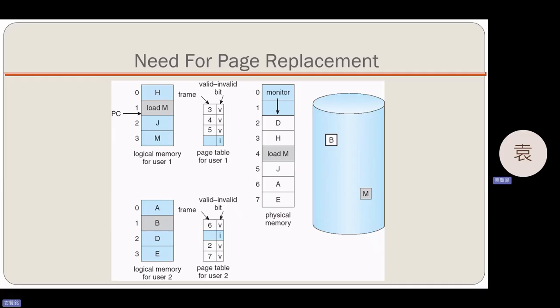So when the first process tries to issue the instruction load M, and M is in logical page 3, we will see that logical page 3 triggers a page fault because it's not in memory. A page replacement is needed, because we try to load M into memory, so we need to do the page replacement.